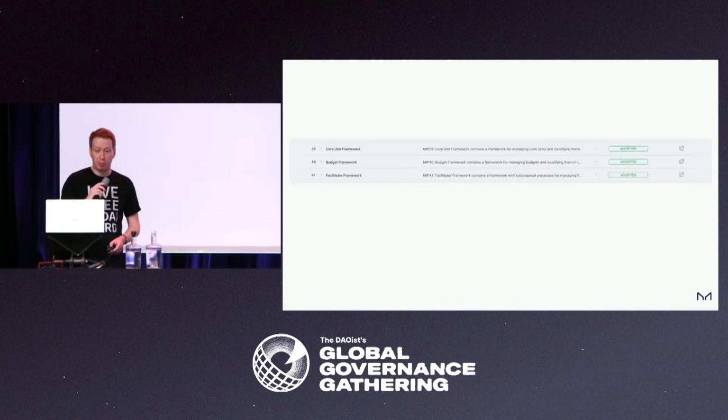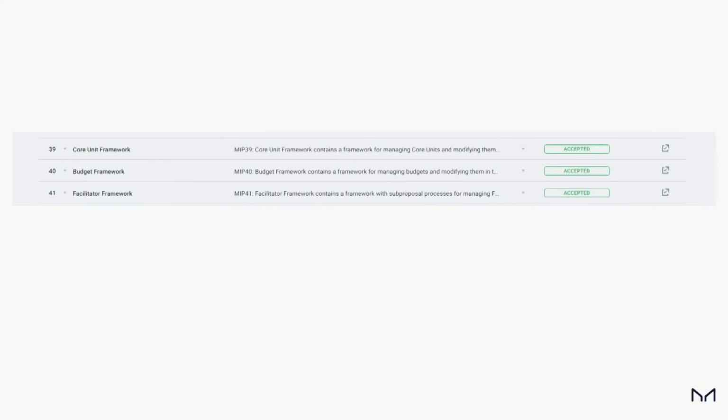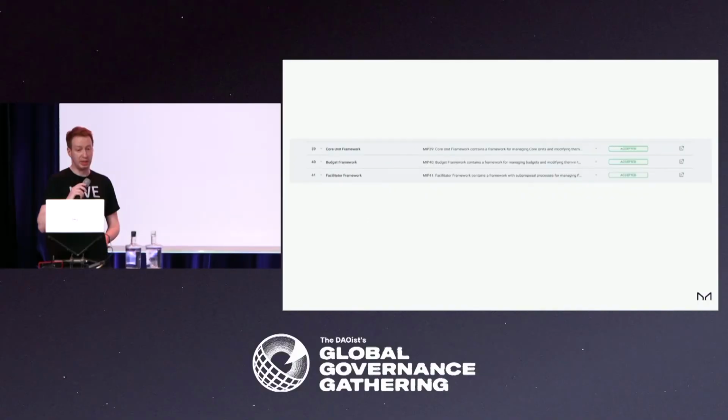There are three Maker improvement proposals that are especially important, and they are templates. These are MIP39, MIP40, and MIP41, quite infamous in the Maker community, and they define the core unit framework. MIP39 allows groups to propose a project, a team, and coupled with MIP40 and MIP41, it allows them to request a budget to put the proposal in practice, to work with a team of permanent contributors for Maker.